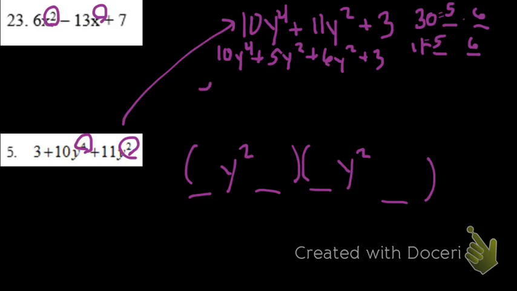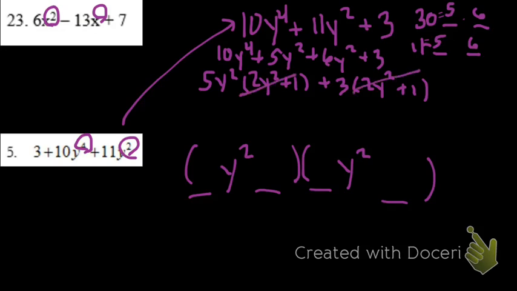So we're going to pull out a 5y squared here in these first two terms, and you're left with a 2y squared plus 1. And then here we can pull out a 3. 3 times 2y squared is going to give us 6y squared, and then plus 1. And then now you can pull out this whole term, 2y squared plus 1, and you're left with a 5y squared plus 3. And there's your answer.